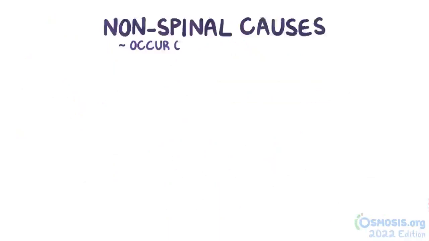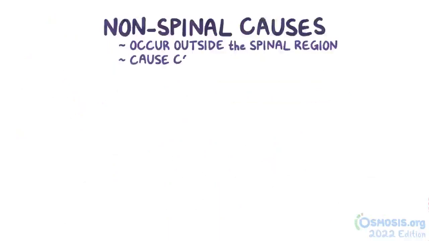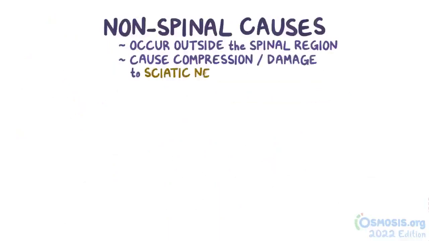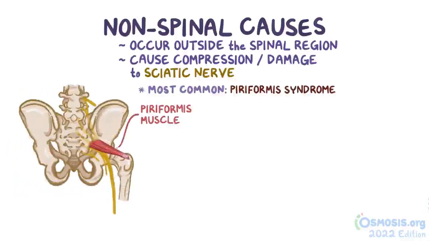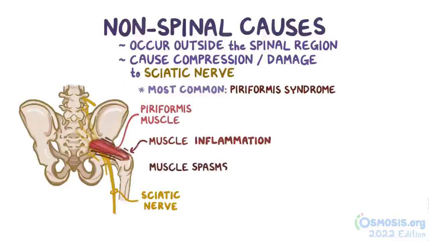Non-spinal causes occur outside of the spinal region and cause compression or damage to the sciatic nerve itself. The most common one is piriformis syndrome. The piriformis muscle and sciatic nerve are very close to each other. So, if the piriformis muscle gets irritated, it can cause muscle inflammation or muscle spasms that can compress the sciatic nerve.